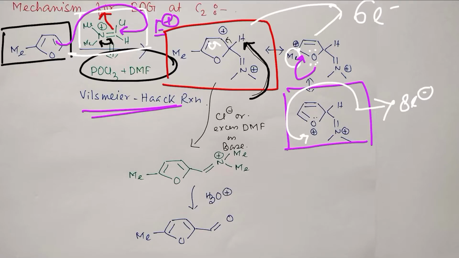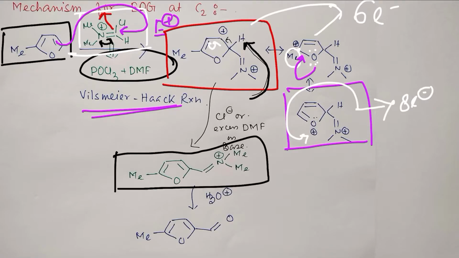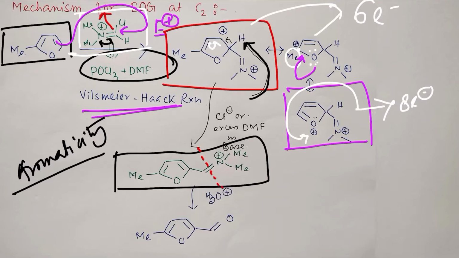The medium solvent or chloride, anyone can abstract, and it will result in this. And what is the driving force of this reaction? Driving force is aromaticity, because in this case aromaticity is gained. Okay, fine. And see, this is actually an imine type derivative. Okay, so it can undergo hydrolysis in presence of acidic water, which will result in the final formyl group or aldehyde derivative. Okay, so this is the mechanism for this process.